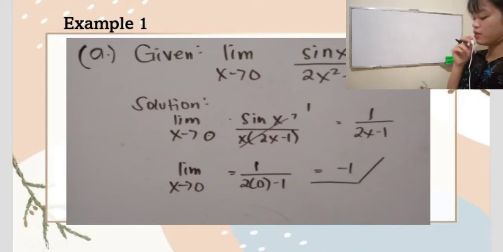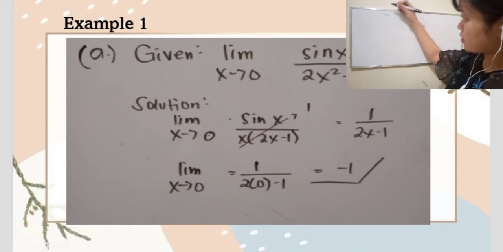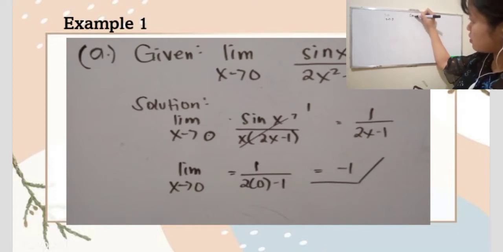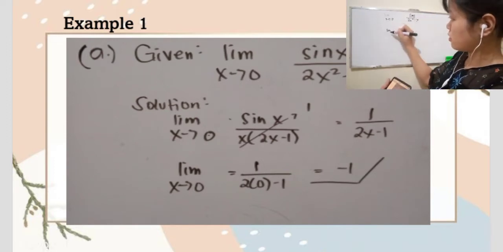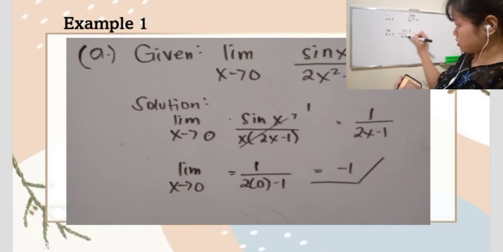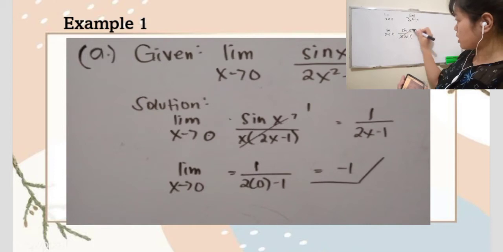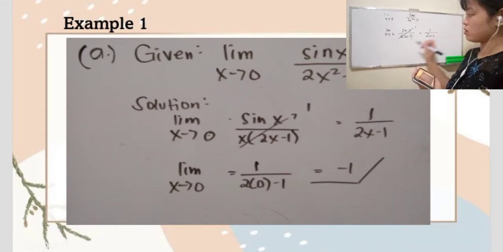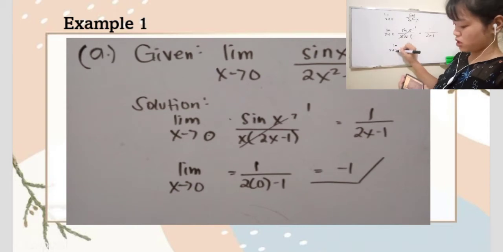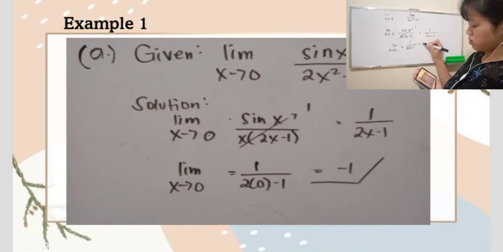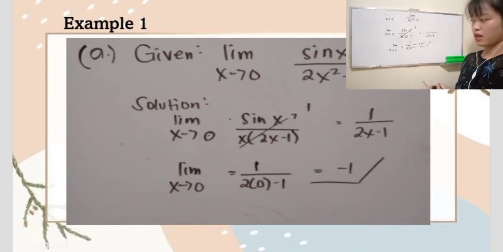So let's say our given is limit as x approaches 0 of sine x over 2x squared minus x. So this is the solution. Limit as x approaches 0, so magiging sine x over x times 1 over 2x minus 1. Ito, magiging 1 na lang ang value. So magiging 1 over 2x minus 1, and limit as x approaches 0 equals 1 over negative 1, equals negative 1. So negative 1 is the final answer.